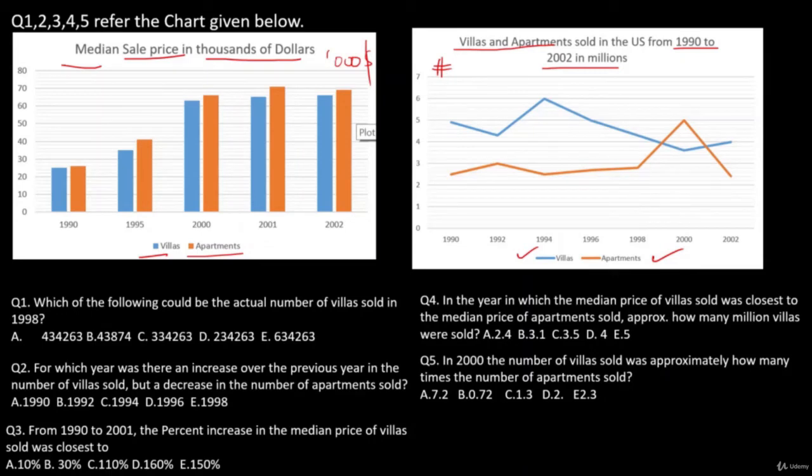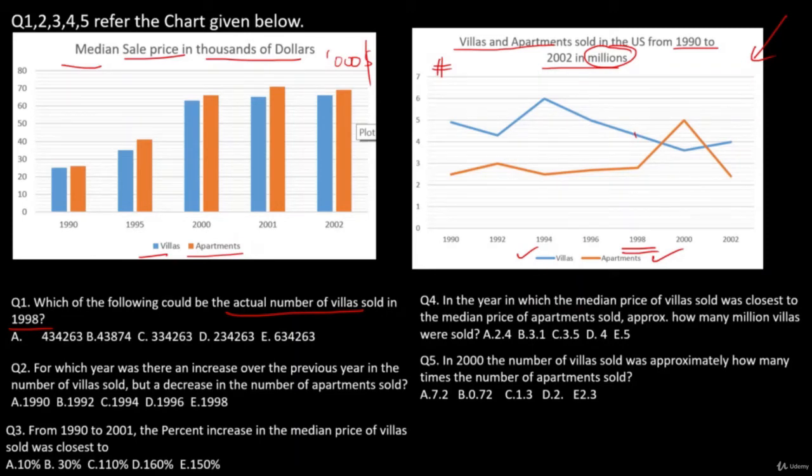Alright, we are back. I hope you have given it a try. Now let's do it together. The first question reads, which of the following could be the actual number of villas sold in 1998? So this is the chart that talks about the number of villas sold. Now the year is 1998, which is this one over here. So what's the number of villas sold? It's this point over here, right? So that's something between 4 and 5, right? And the unit over here is millions. So definitely the number of villas sold in 1998 is a value which is between 4 and 5 million, right?